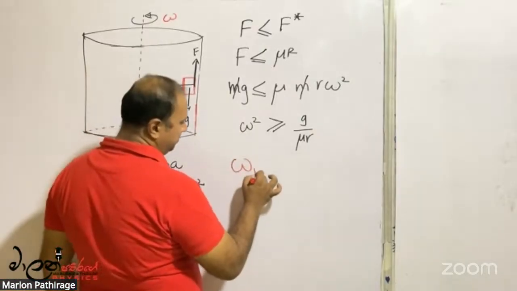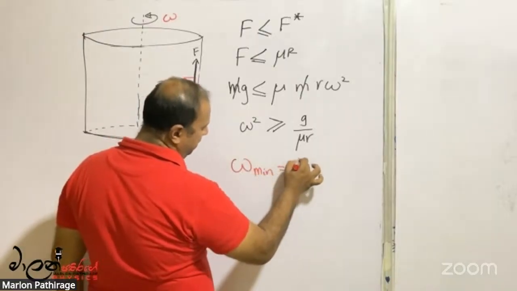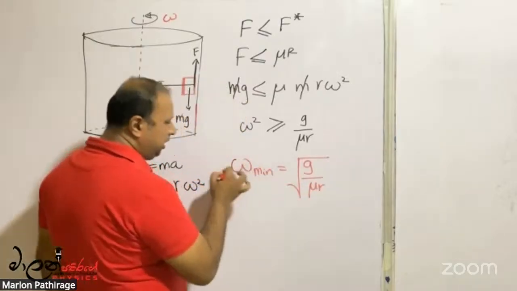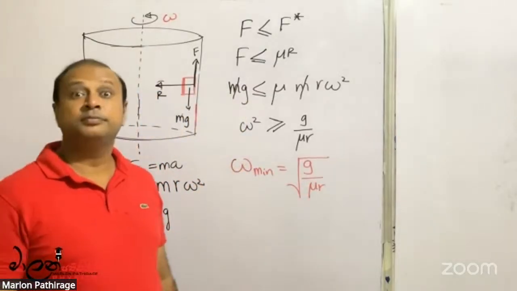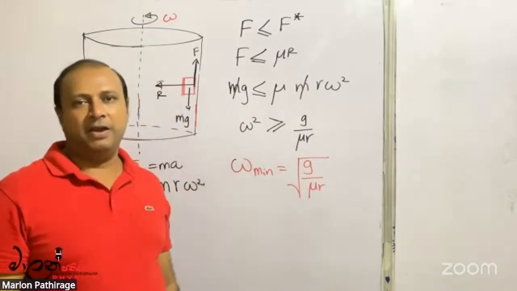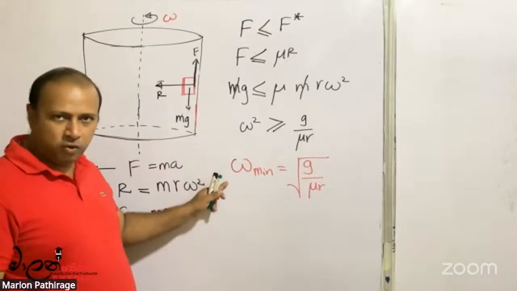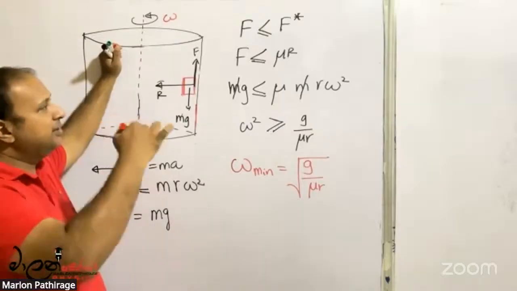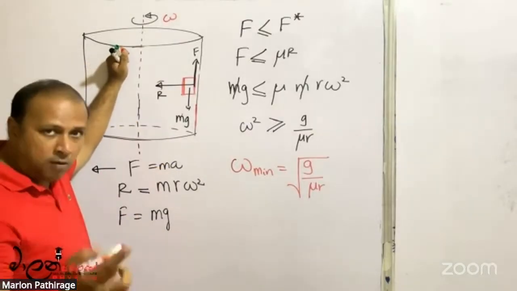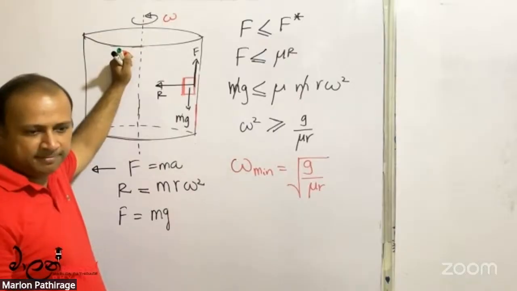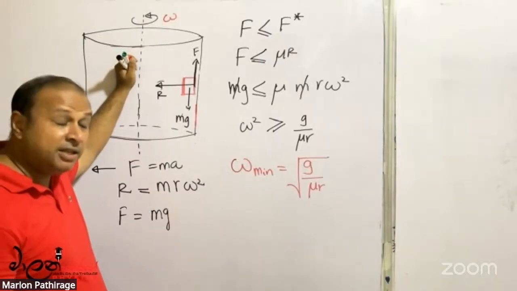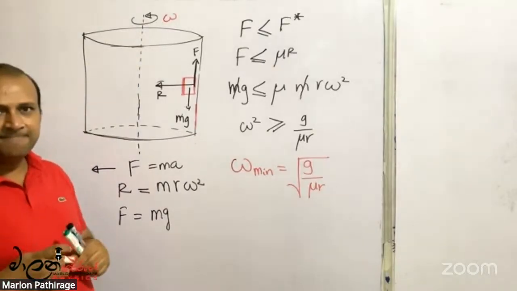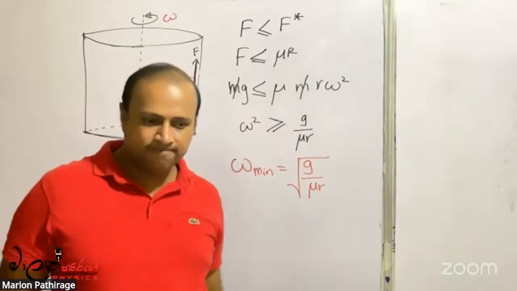Omega minimum value should be square root of g over mu r. So this is the minimum omega value. Actually there is a minimum omega value of this cylinder to avoid sliding down of this object. Is that clear? If it is clear, please raise the hand.